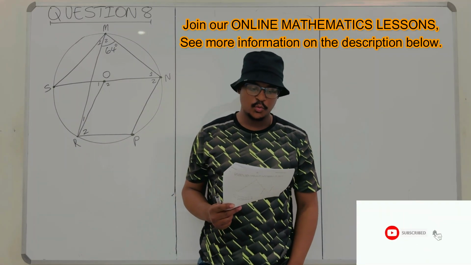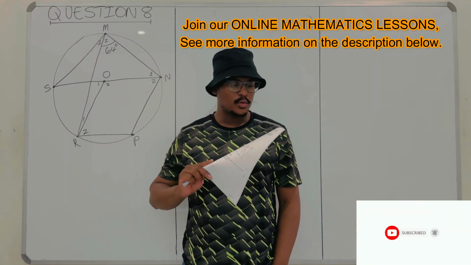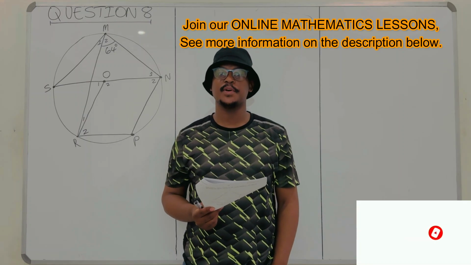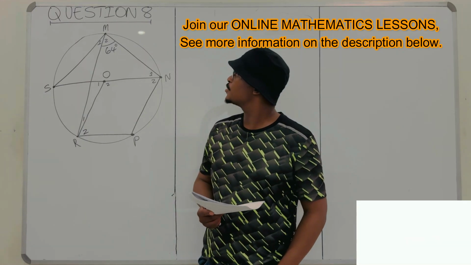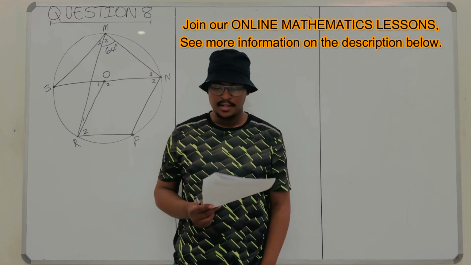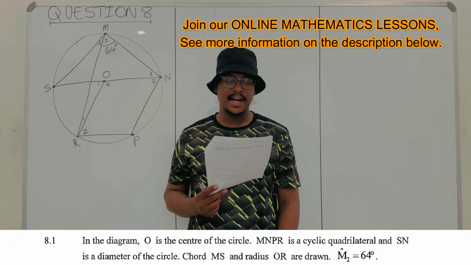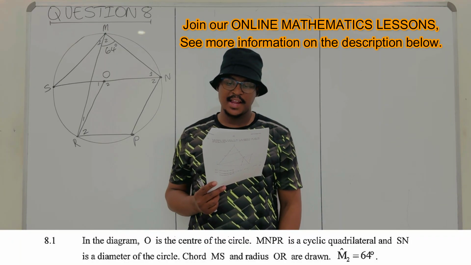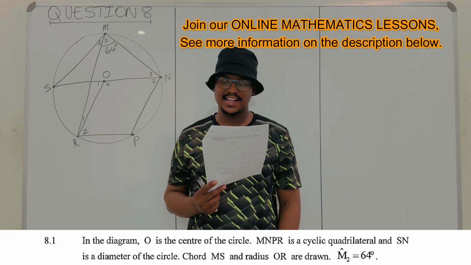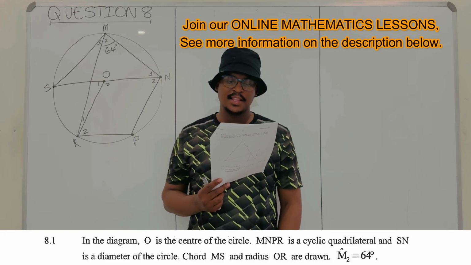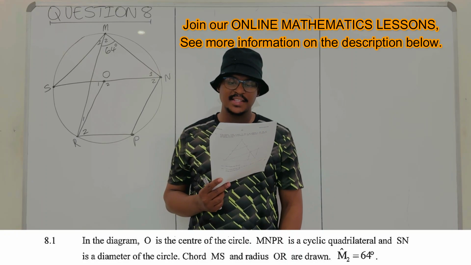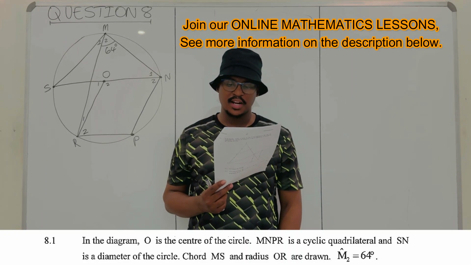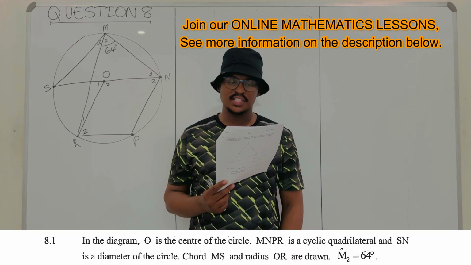So in this video we're doing question 8 of the November 2022 question paper, Mathematics Paper 2. The topic is circle geometry, as you can see here. So let's go. They are saying in the diagram, O is the center of the circle, MNPR is a cyclic quadrilateral, and SN is the diameter of the circle. Chord MS and radius OR are drawn, and angle M2 is equal to 64 degrees.